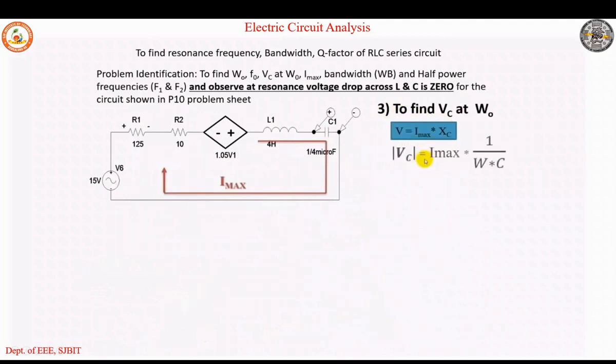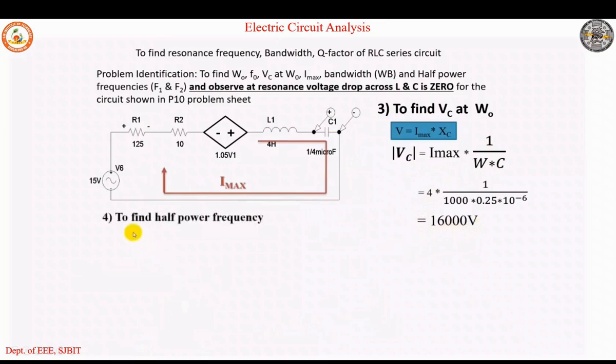Now let us find VC at omega naught. We know voltage is given as I into XC. The magnitude of VC is equal to I max into 1 by omega naught C. Substituting the value of omega naught and the value of current, we get VC as approximately 16 kilovolts.